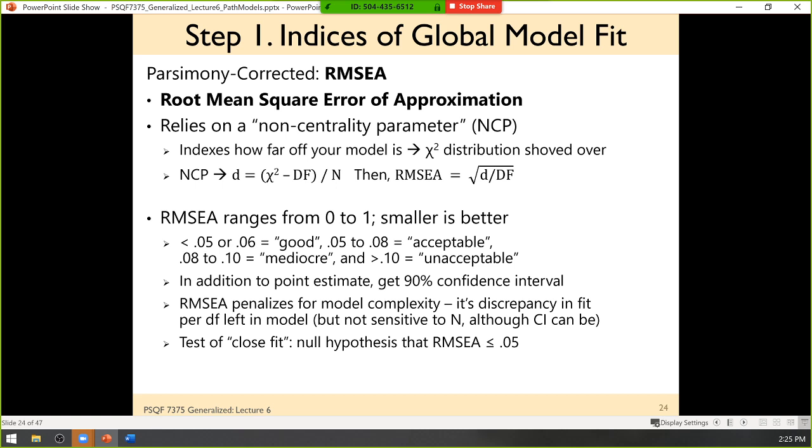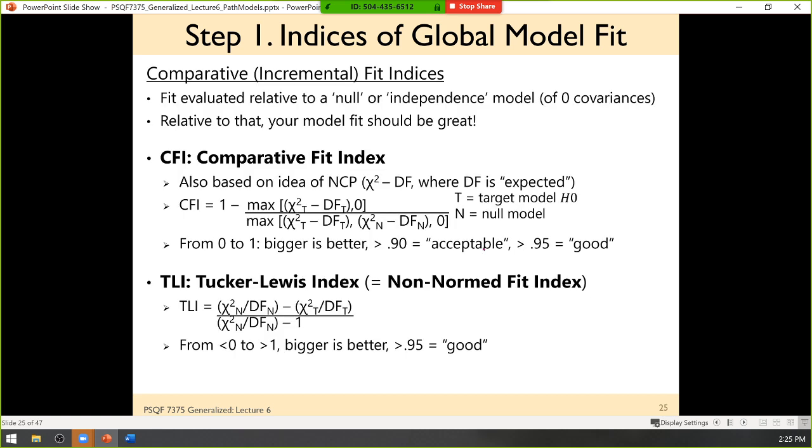You also, in your output, tend to get a test of what's called close fit as to whether or not the RMSEA is less than 0.05. So absolute fit would be 0, close fit would be 0.05, and there's some logic by which people think that's more reasonable. Whatever. We'll talk more about that in structural equation modeling. It doesn't have as much to do with path models, which tend to have very few degrees of freedom. So those are the ones where smaller is better.